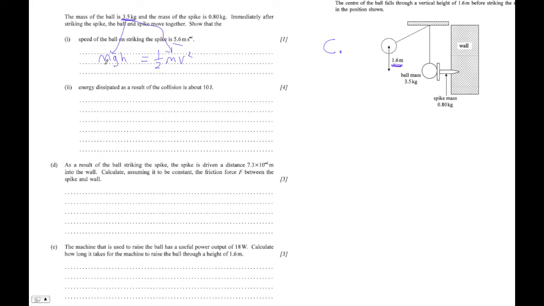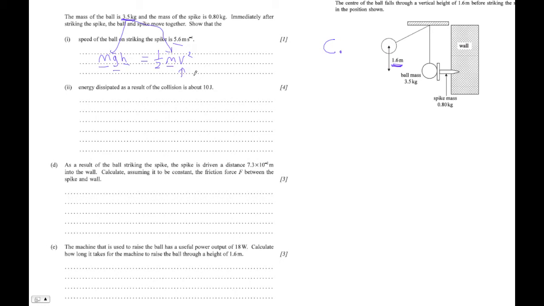So set this up. You know m, you know g, you know h, you know m. Solve for v. You should get something like 5 point, I think I got like 5.5. No, 5.603. So it's almost exactly that, right?